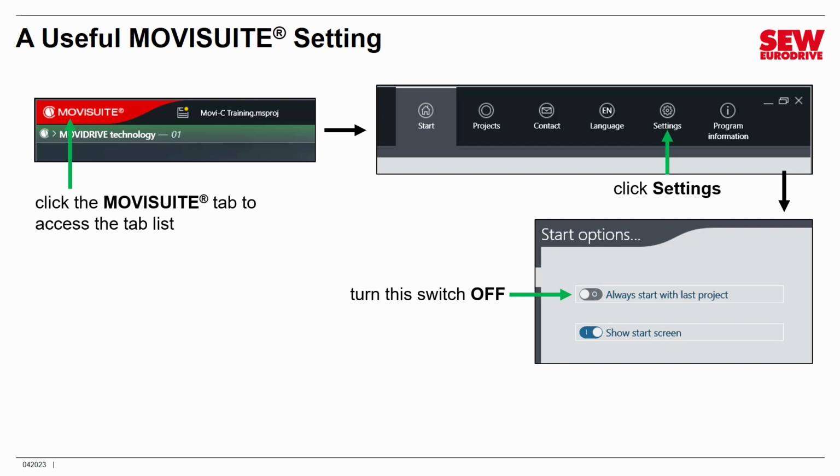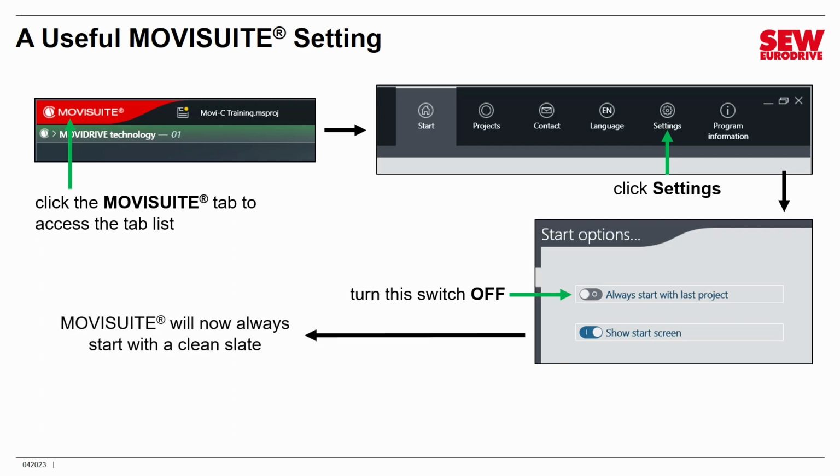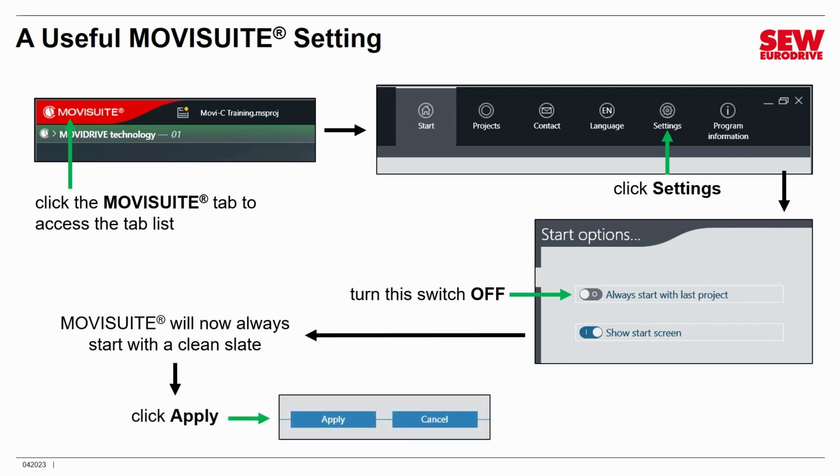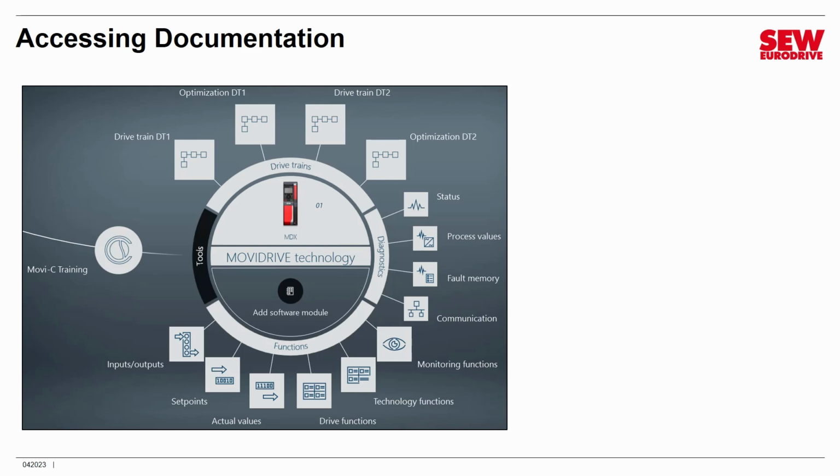So what this will do when you turn that switch off basically ensures that MOVISUITE always starts up with a clean slate. And if you're doing lots of different projects, that's what you really want. So turn the switch off, that'll put you in clean slate mode, then just click apply and you're good to go. That's just my personal preference, but I think it's a good one for common applications. And I'm going to show you one final thing and we're done, and then we're going to be moving into the labs at long last.